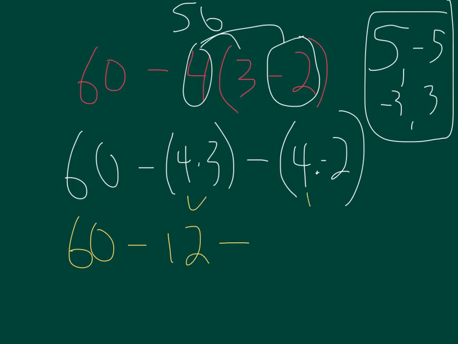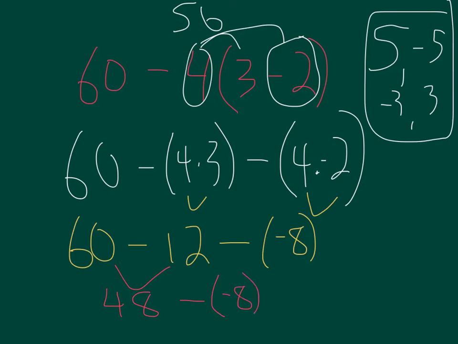So if I come down here, I'm going to rewrite 60 minus 4 times 3 is 12. Minus 4 times negative 2 is what? 4 times negative 2 is negative 8. Okay, so now I'm going to go to the next line. 60 minus 12 is what? It is 48. 48 minus negative 8.